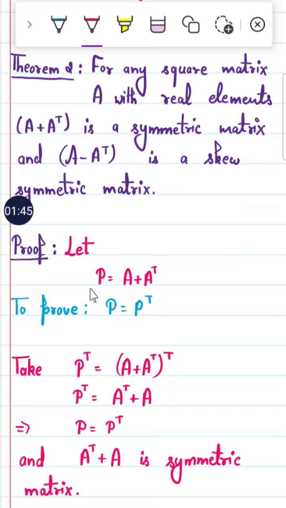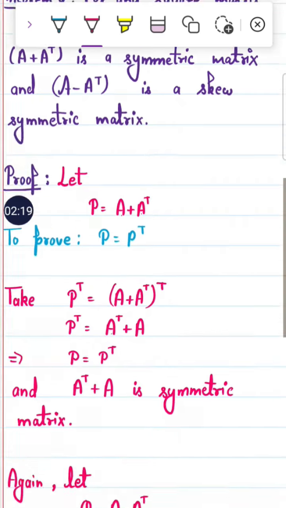The proof is simple. We take A plus A transpose, the sum of the matrix with its transpose, and call it P. We will only prove that it is a symmetric matrix, so we prove that P equals P transpose. Taking the transpose, this becomes A plus A transpose, the whole transpose. This gives A transpose plus A, and this implies that P equals P transpose. So this is a symmetric matrix.